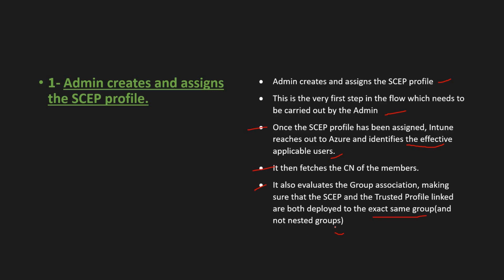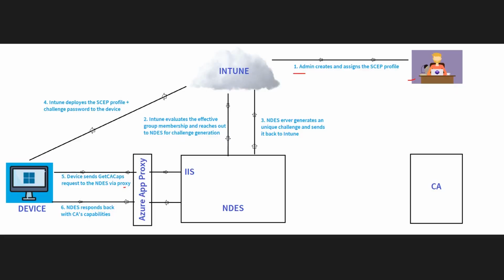So let's say that the trusted root profile is assigned to a group called A. Make sure that the SCEP profile is also assigned to the same group called A and not some nested groups. Because in my experience, I've seen a lot of issues wherein nesting causes issues with SCEP deployment. So that is exactly what is happening in step number 1, wherein the admin is creating and assigning a SCEP profile in the Intune portal. Intune is reaching out to Azure at the backend, and it's doing the evaluation of the group to which the profile needs to be deployed.